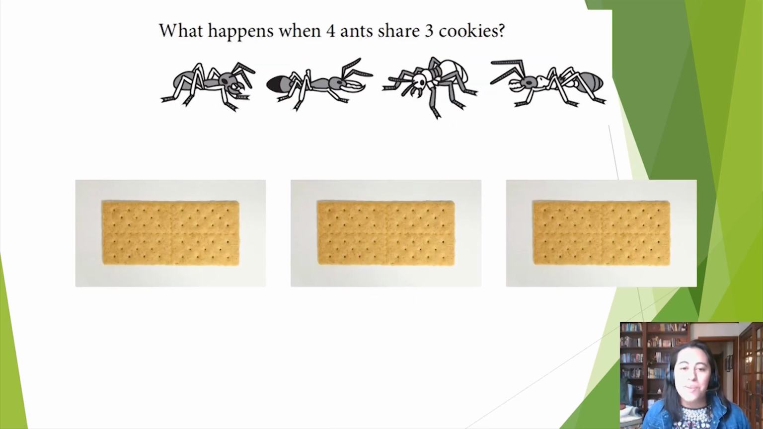Now even more ants have shown up to the picnic. So what happens if 4 ants show up and we have 3 cookies? Would splitting them into halves work? What about thirds? What about fourths? You go ahead and you do some work on your paper, and I'll go ahead and do some work on my paper with each of those fractions. And we'll see if we can find a way to share the cookies among these 4 ants.